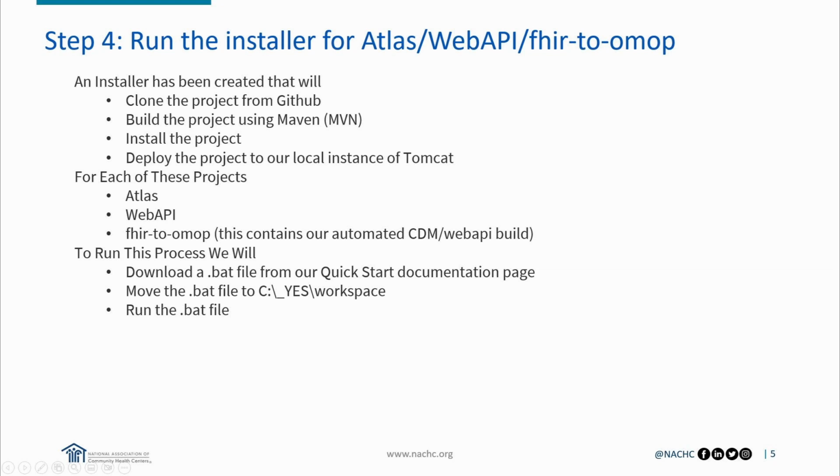This batch file is going to clone each of the Atlas, Web API, and Fire to OMOP projects. It's going to clone the project from GitHub, build the project using Maven, install the project using Maven, and then deploy Web API and Atlas to Tomcat. At that point, both of those applications will be ready to run, except there's no underlying database, and so we'll create the CDM and Web API databases using the automated process in the Fire to OMOP project in the next step.